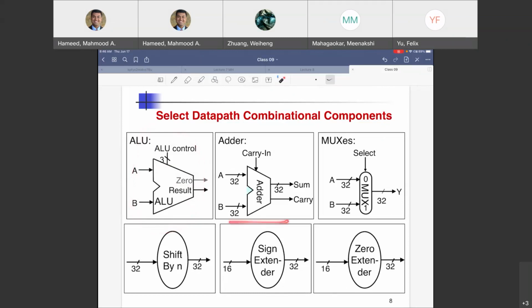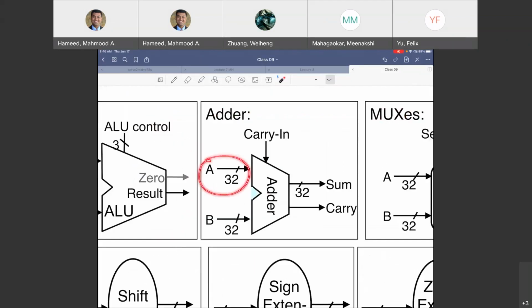Next, the adder. Why are we going to need this adder? We need to do that PC plus 4 business, right? We are going to need adders. So you have a 32-bit register here, a 32-bit register here, which go through an adder, with carry in, sum and carry out. Sum is your 32-bit output, carry in is 1 bit, carry out is 1 bit.